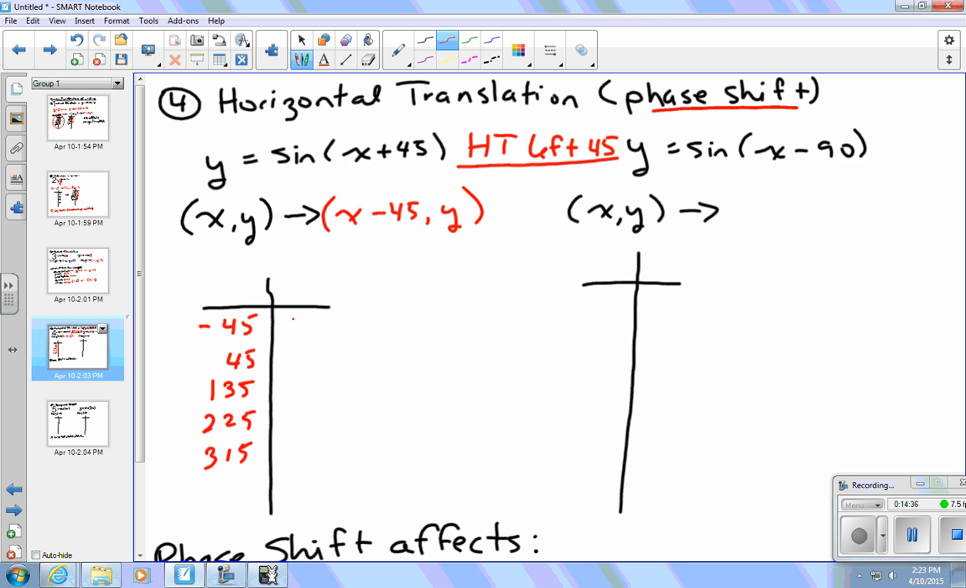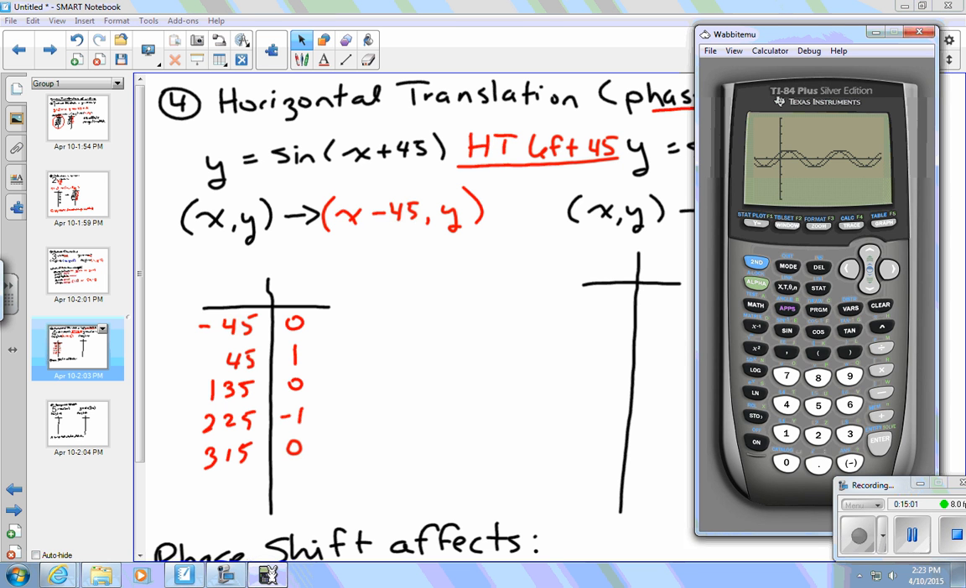But our y values stay the same, so 0, 1, 0, negative 1, and 0. Okay, and that was that first graph. So adding 45 degrees within the function here shifted us left 45 degrees. So make your prediction for the second example here of y equals sine of x minus 90. And let's open up the calculators and graph that one.